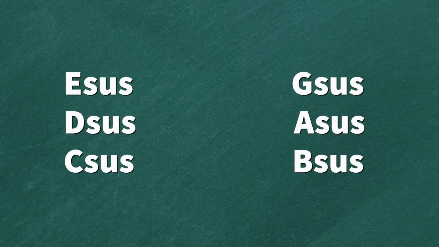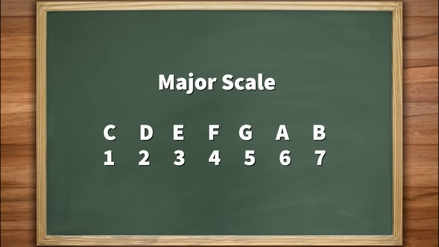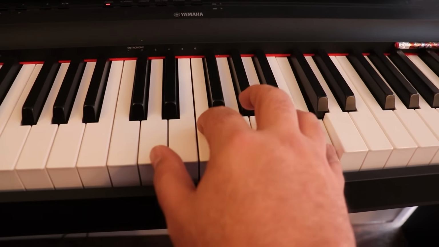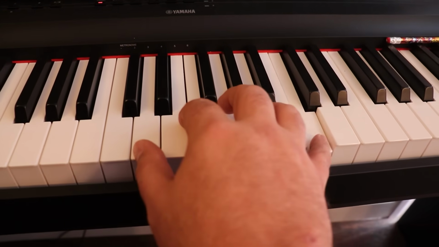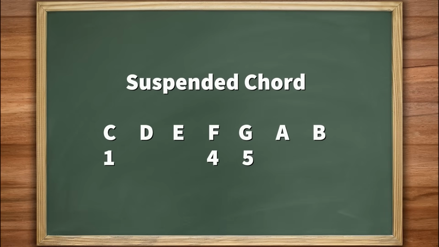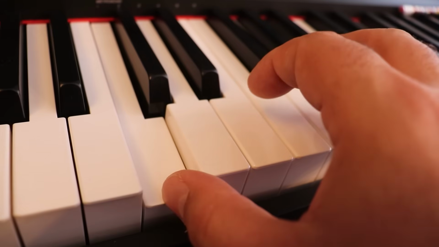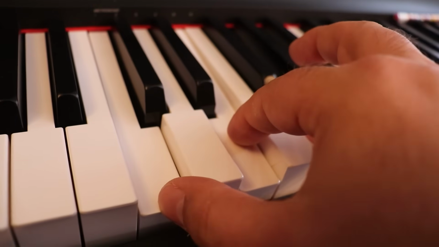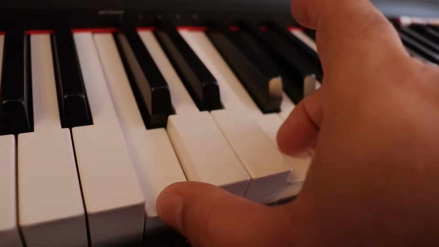Remember that constructing a major chord has to do with your major scale. And that a major chord is made up of the 1, 3, and 5 notes of the major scale. A chord becomes a suspended chord when you take the 3 note out of the chord and you add a 4 note. Like in this example on the piano, I'm taking the 3rd note or the E note out of the chord and adding a 4 or an F note.